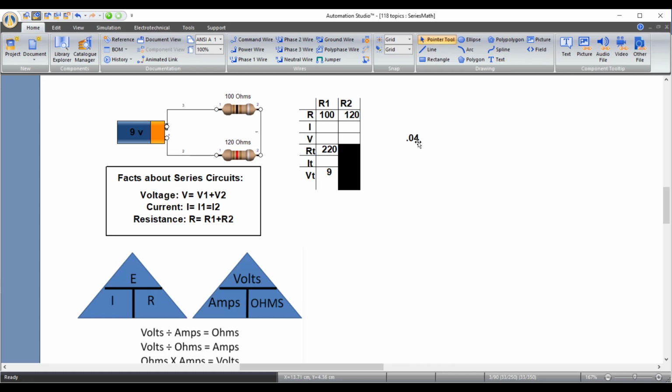Now the cool thing about that is because we know now that that is the total amount, because we use these two totals to find the total amperage. If we look at our facts about current in series circuits, current is the same across the entire circuit. So we can take that 0.04 and put it for both of these.